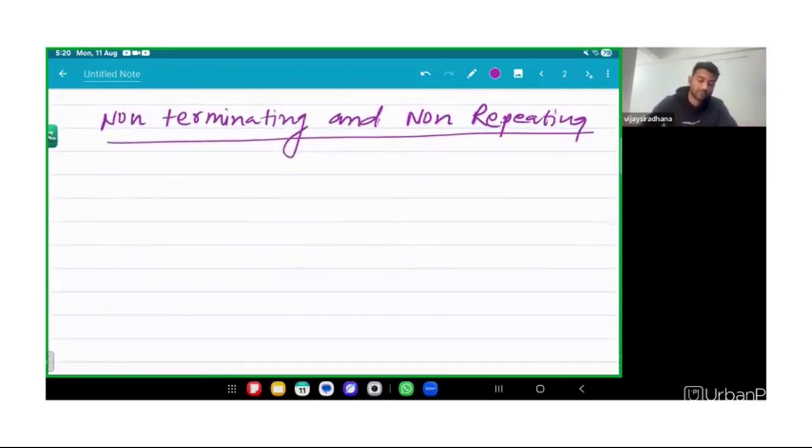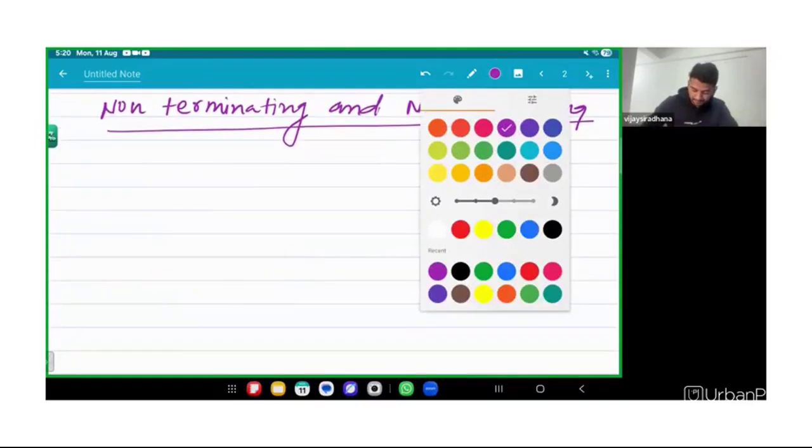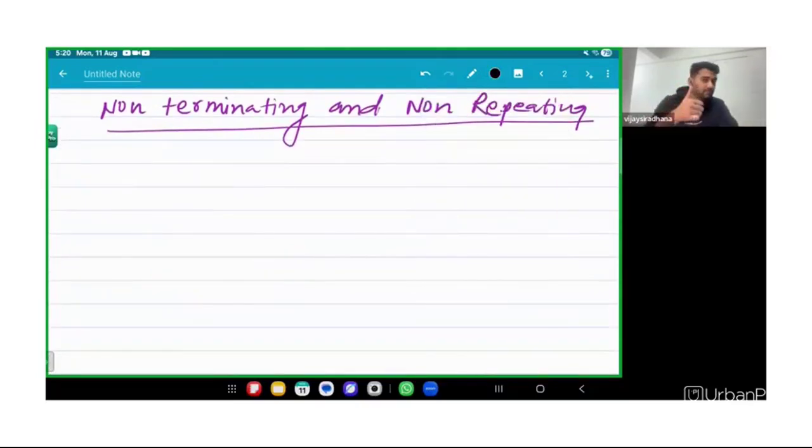The conclusion of this part is that any number which is terminating or non-terminating repeating, they will come under the criteria of rational. And any number which is non-terminating and non-repeating is termed an irrational number.